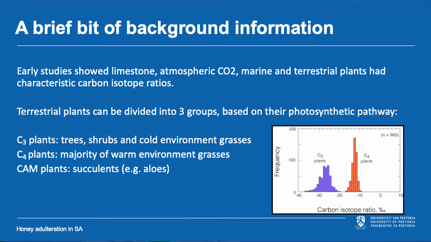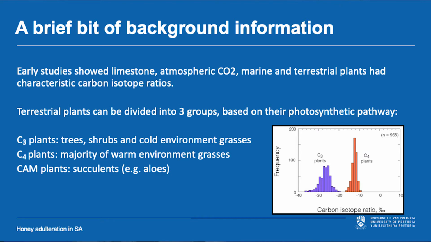A little bit of background information. Some of the earlier work that I mentioned discovered that substances such as limestone, the carbon dioxide in the atmosphere, and different types of plants, whether they're growing in a marine environment or a terrestrial environment, have characteristic carbon isotope ratios. This is very important, that we can measure these very clear differences, particularly because we are focusing on honey, which is derived from plants.